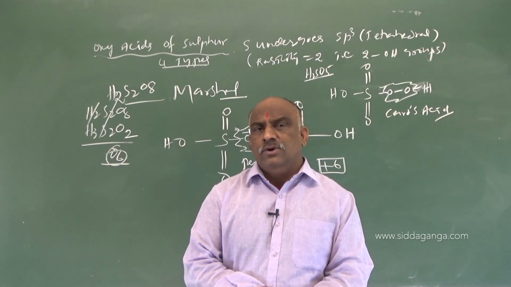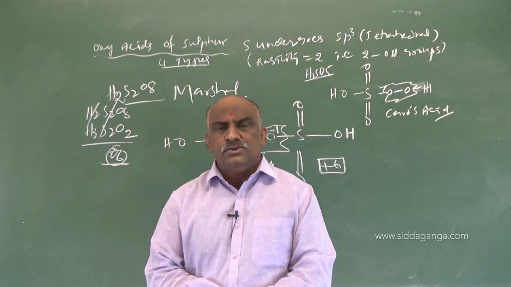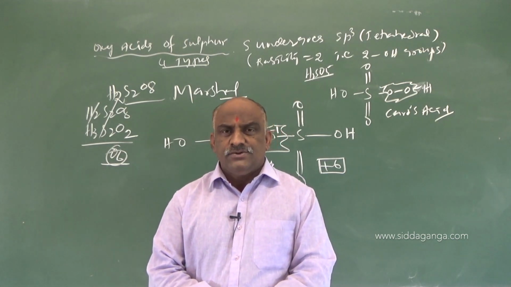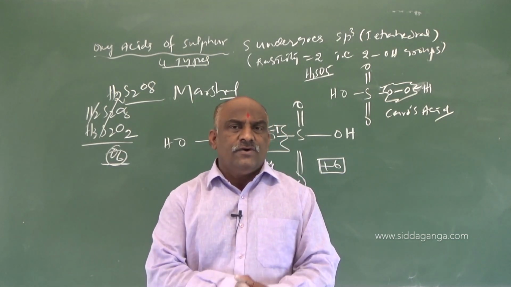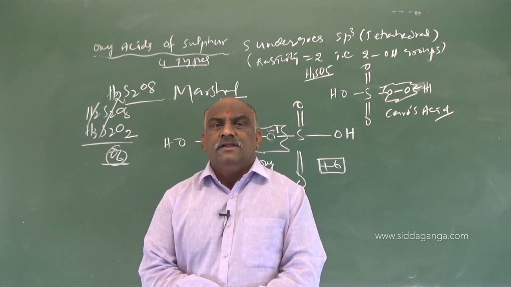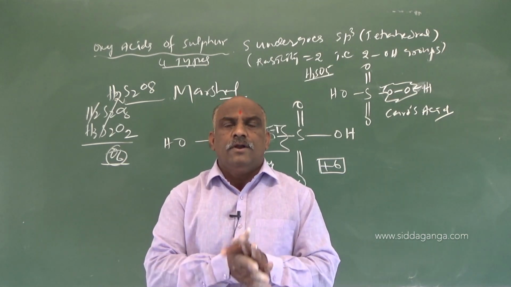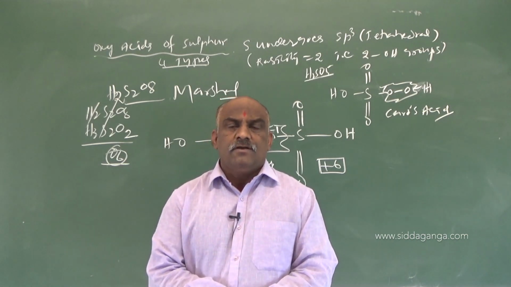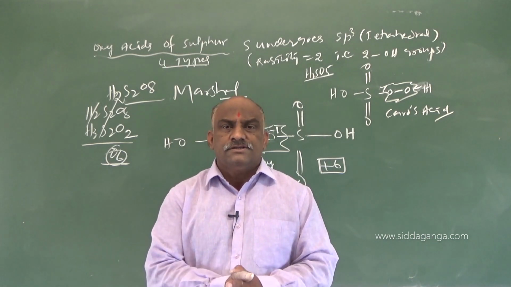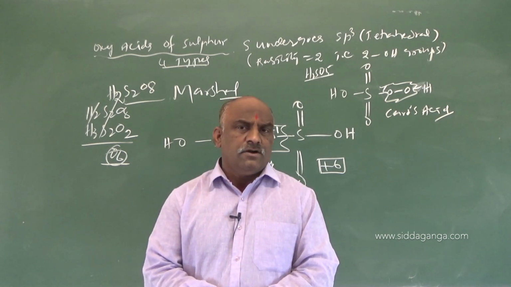Simply you should draw 2 OH groups. The 2 OH groups are connected to sulfur. After connecting to sulfur, you should write the formula. What is the actual formula? Still what is required, the requirement can be expressed in the form of double bond oxygens. So this is the information regarding oxyacids of sulfur.